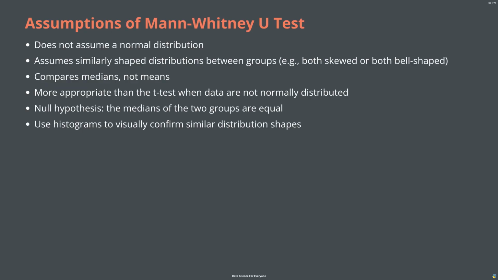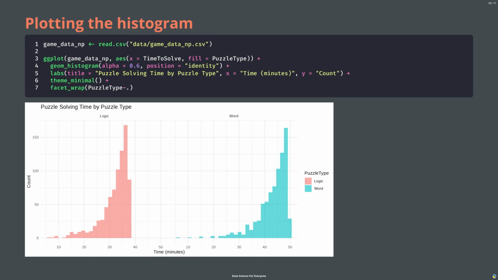Again, we check the histogram to confirm both groups have similar but non-normal shapes to ensure that the Mann-Whitney U test is a better fit. Since the previous game data was normally distributed, this time we'll use non-parametric data. The link to this dataset is in the description. We import the data and save it as game_data_np, and like before, we can plot the histogram to confirm that both groups have similar left skewed shapes, making the Mann-Whitney U test a better fit.